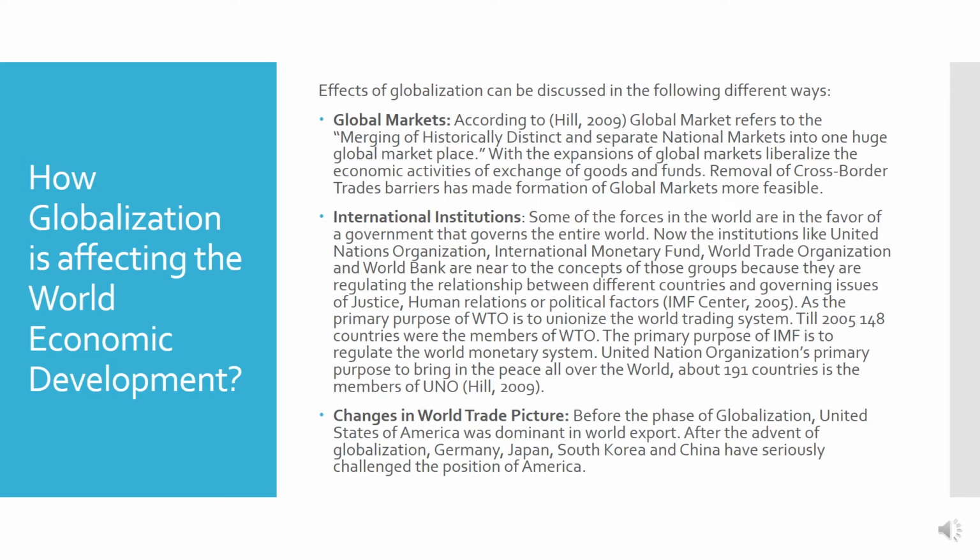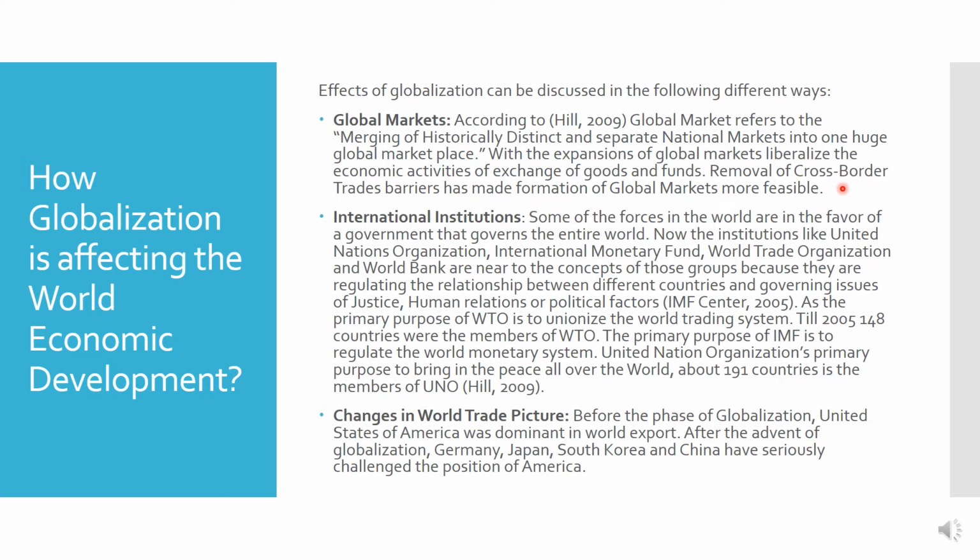Now, these are the major economic development indicators. How is globalization affecting world economic development? The effects of globalization can be discussed in the following different ways. The first is global markets. According to Hill, the global market refers to the merging of historically distinct and separate national markets into one huge global marketplace. With the explanation of global markets, it liberalizes the economic activities of exchange of goods, services, and funds. Removal of cross-border trade barriers has made formation of global markets much more feasible.